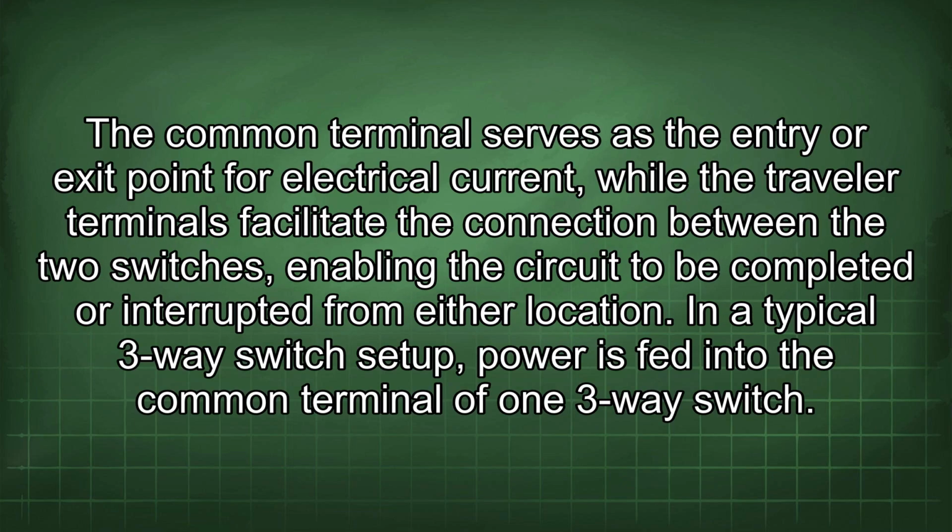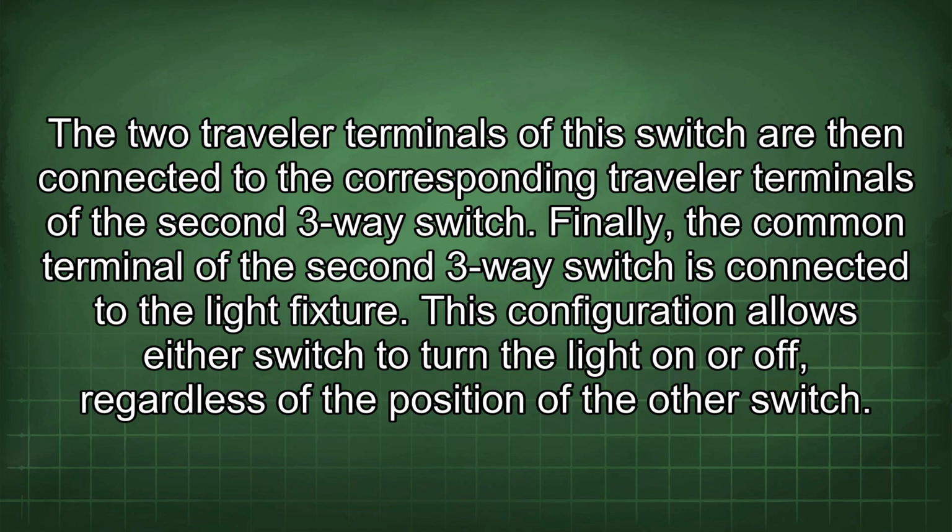The common terminal serves as the entry or exit point for electrical current, while the traveler terminals facilitate the connection between the two switches, enabling the circuit to be completed or interrupted from either location. In a typical three-way switch setup, power is fed into the common terminal of one three-way switch. The two traveler terminals of this switch are then connected to the corresponding traveler terminals of the second three-way switch.